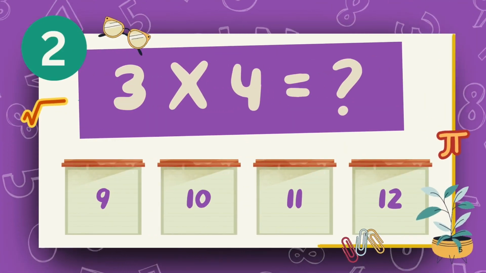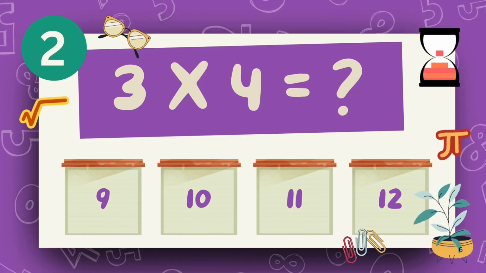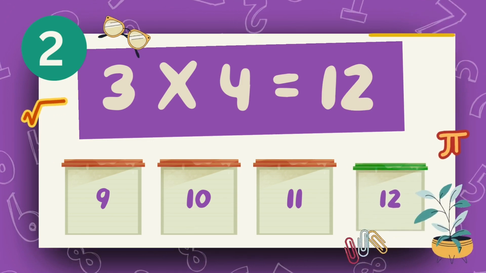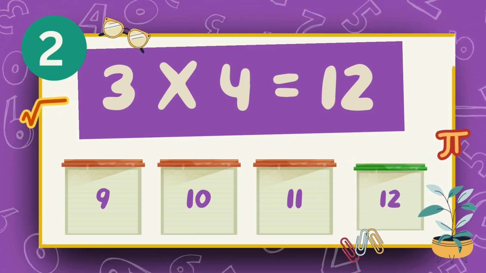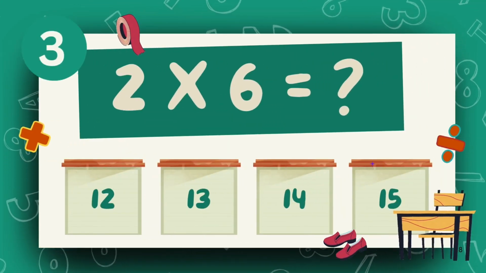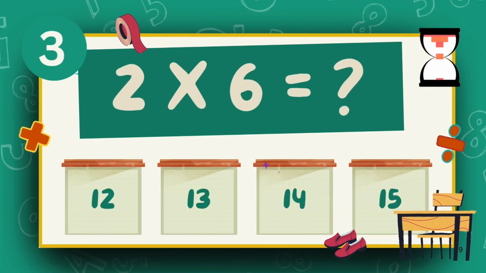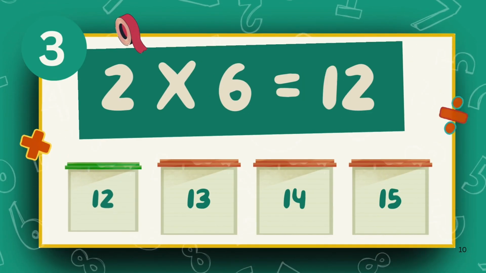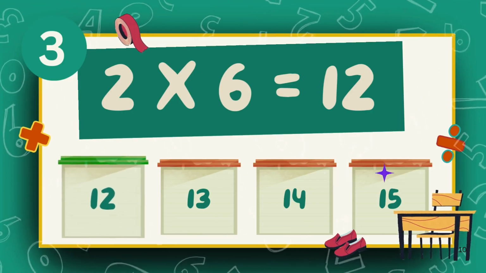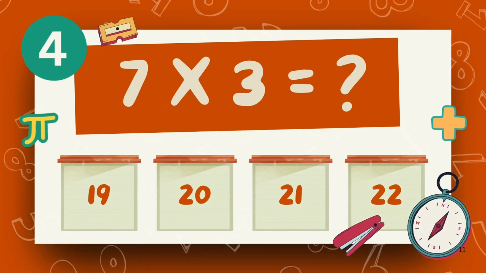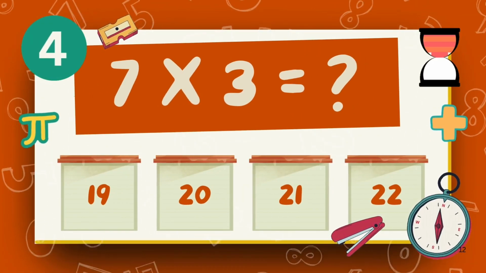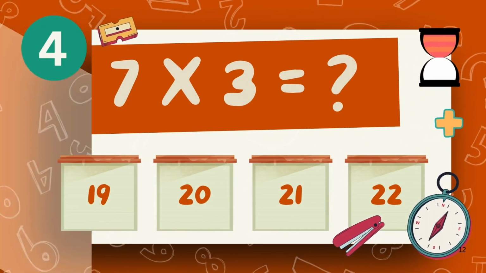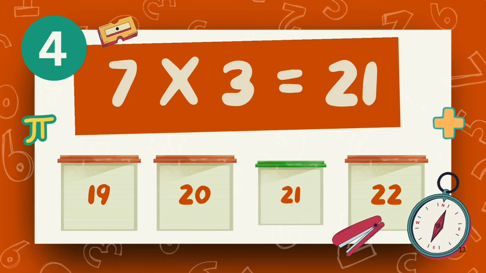What is 3 multiply 4? The answer is 12. What is 2 multiply 6? The answer is 12. What is 7 multiply 3? The answer is 21.